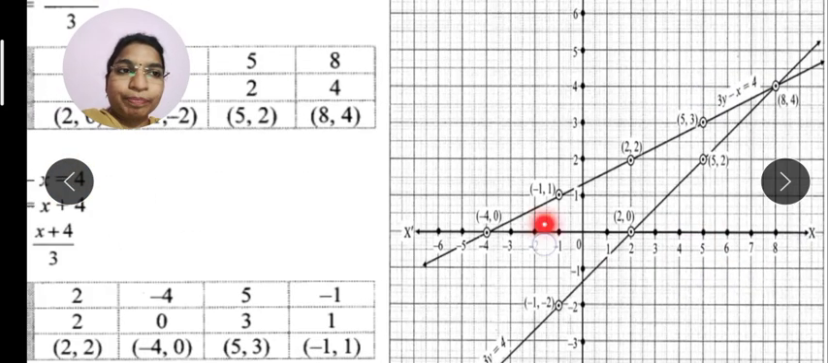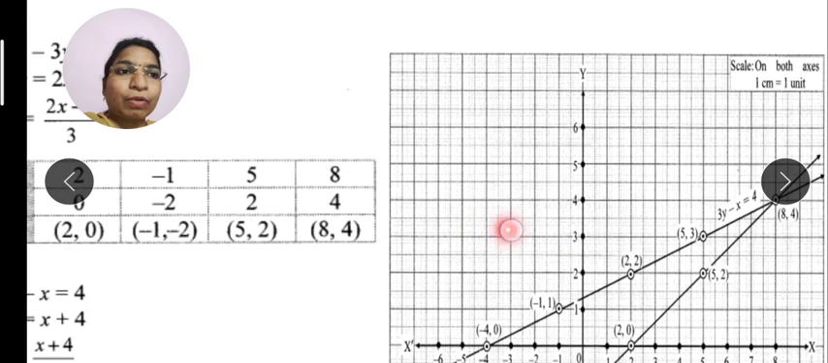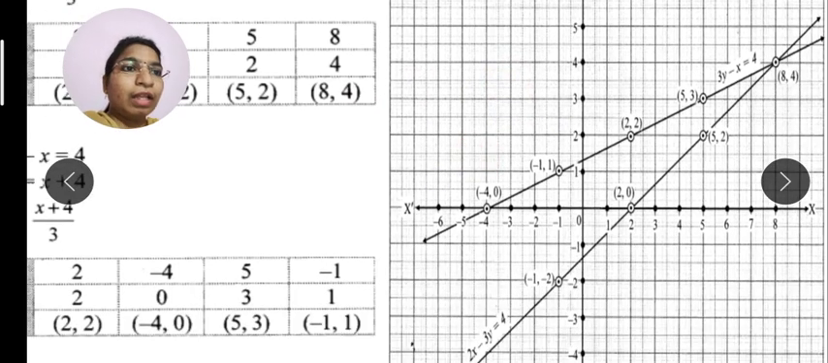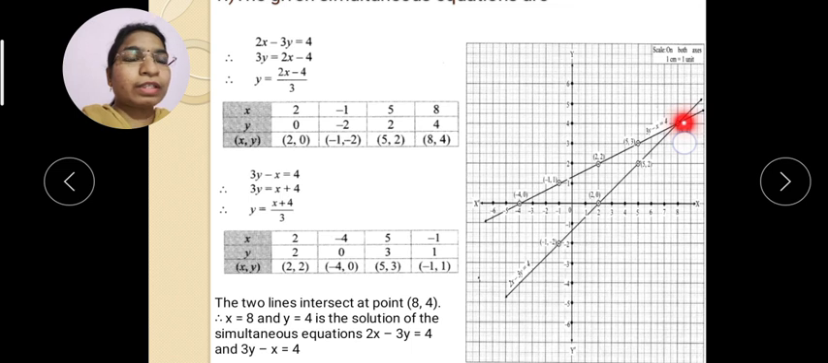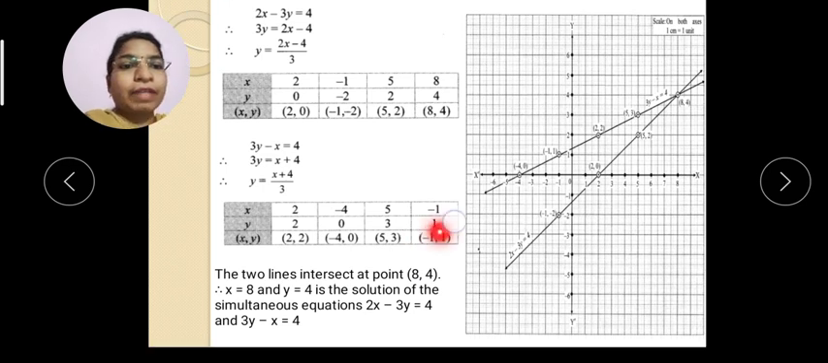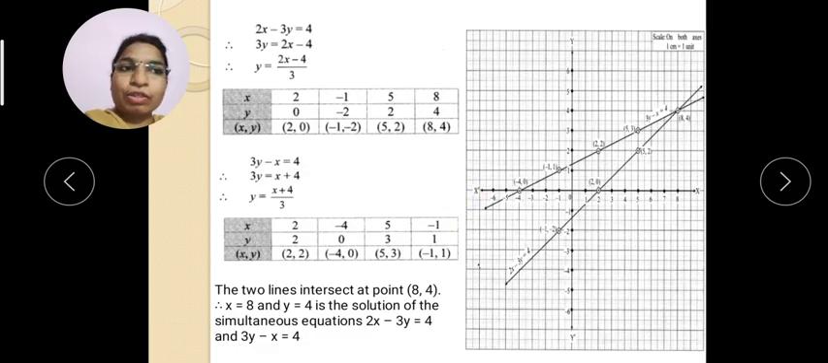Always remember, again and again I am saying, choose the value of x in such a way that y comes out as a simple answer. So after plotting, what is the intersection? It is 8 comma 4. And when you are drawing graphically, it is compulsory to show the intersection of the 2 lines. Up to that point you have to draw the line. You have to extend the line. After getting the intersection point, then you can stop there.